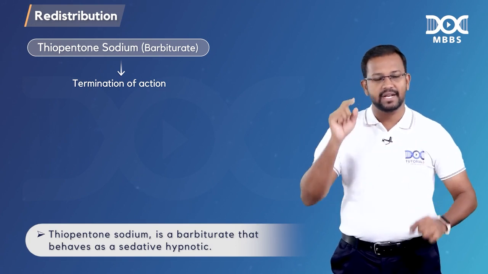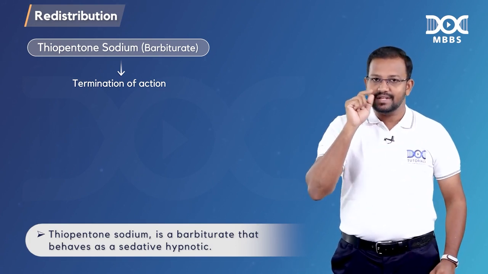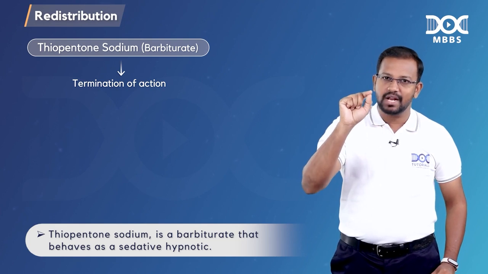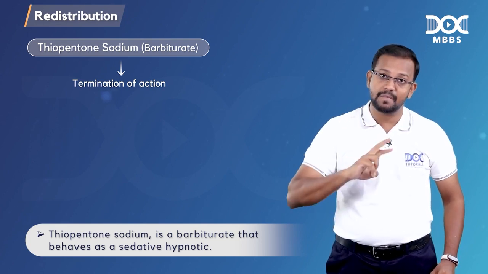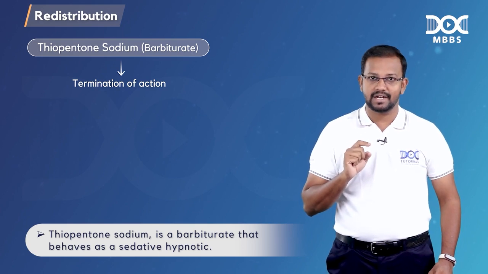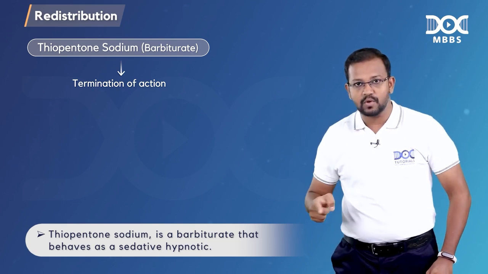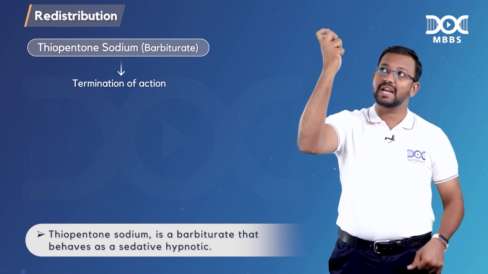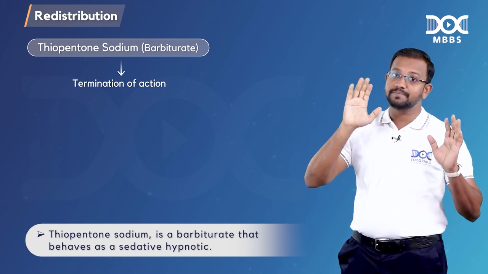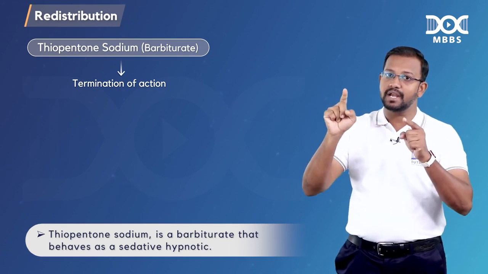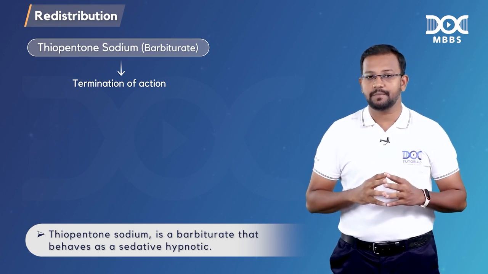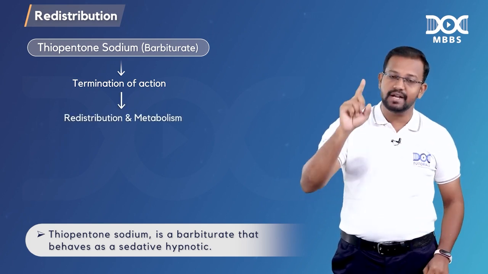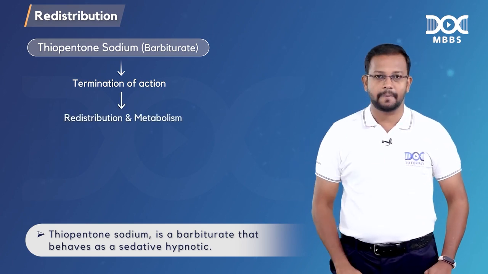Its primary action is in the brain, guys, right? So, this drug needs to accumulate in the brain, but redistribution is preventing it from accumulating there. Because the majority of the drug is moving into the muscle and tissue, the drug from the brain is being removed. The drug is prevented from accumulating in the brain, and that is one of the reasons. What is the reason for termination of action of thiopentone sodium? It is both redistribution and metabolism.